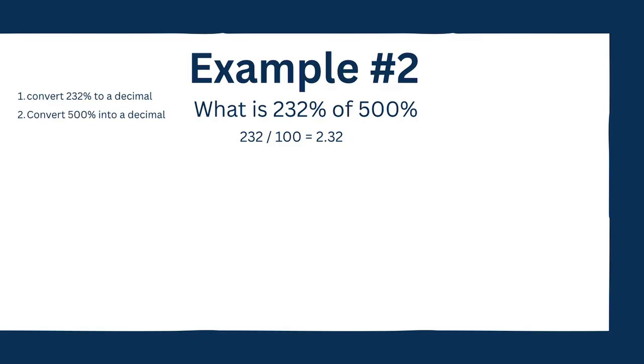Now we're going to convert 500% into a decimal. So 500 divided by 100 equals 5. Now that I have these two values, I'm going to multiply the decimals together. So 2.32 times 5, and I get 11.6, and that could easily be 11.6%. For this one, I didn't have to multiply by 100 because I didn't have a 0 in front, but I have other videos on percentages that go further in depth into that.